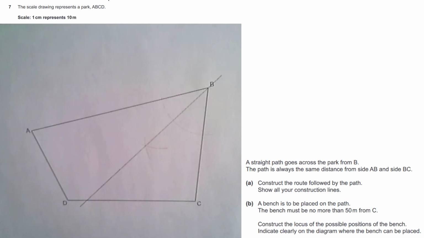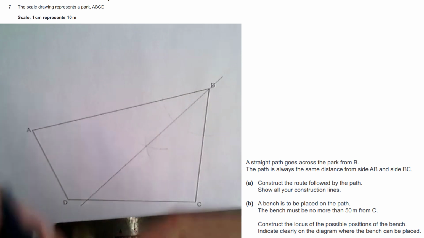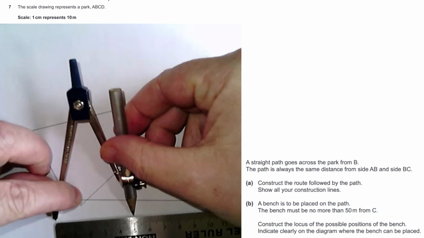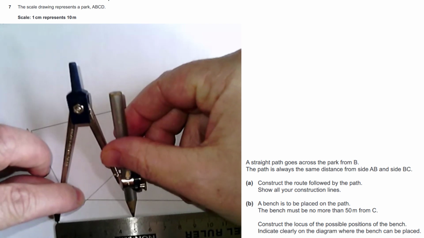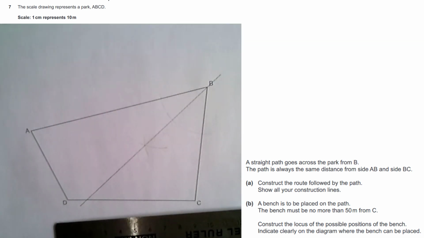Okay, now we've got another construction to draw here. This time we're going to be drawing a circle centered on C with a radius of 50 meters. Now obviously I can't draw a 50 meter circle, but the scale of this is 1 centimeter representing 10 meters. So taking our ruler and our compass, let's set the aperture of the compass to exactly 5 centimeters, from tip to pencil tip. And then we're going to draw part of a circle centered on C.